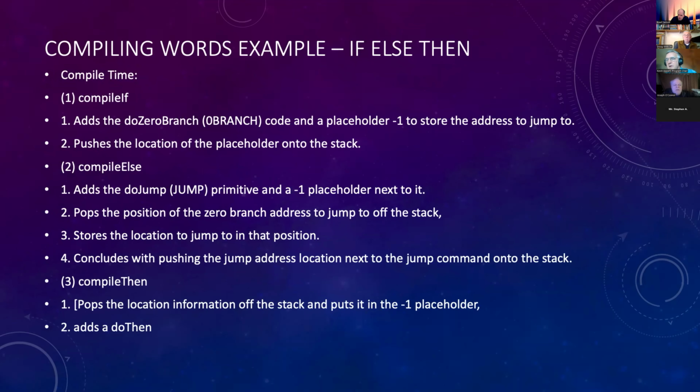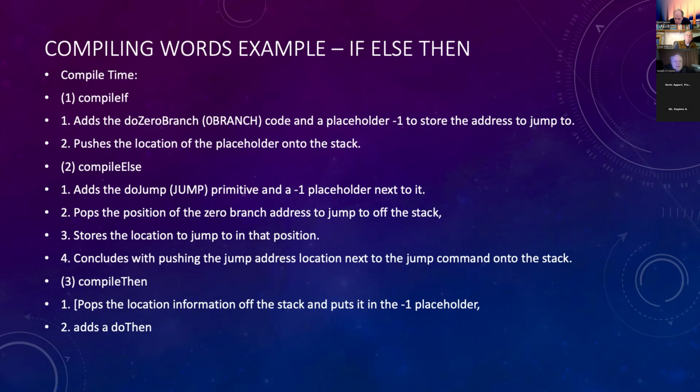For the compiling words example, I'm going to just stick to if, else, and then for the purposes of keeping this presentation short. So you have compile time. First, compile if. It adds the zero branch code and a placeholder -1 to store the address to jump to. Next, it pushes the location of the placeholder onto the stack.